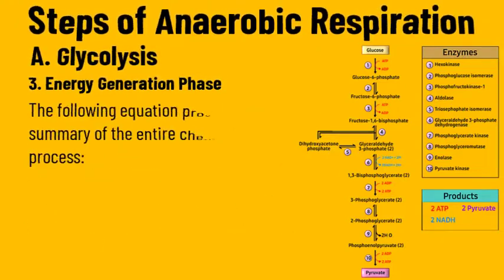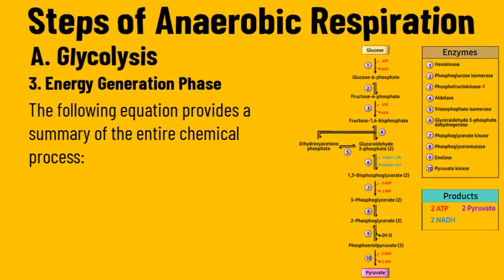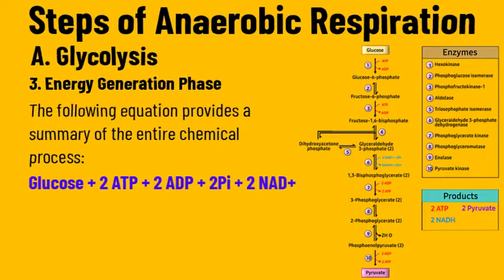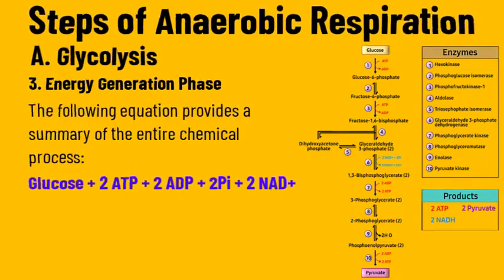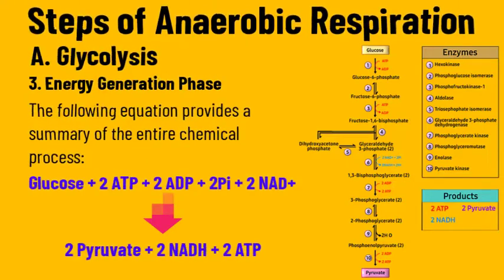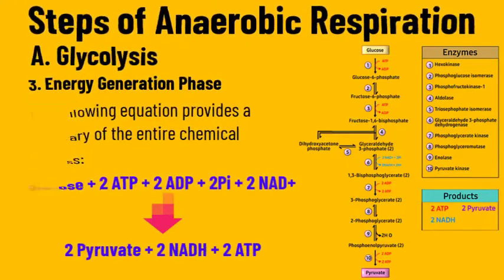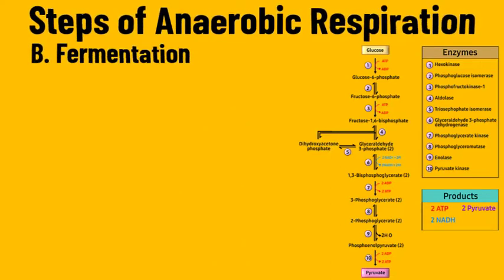The following equation provides a summary of the entire chemical process. Glucose plus 2 ATP plus 2 ADP plus 2 phosphate ions plus 2 NAD plus, which results into 2 pyruvate plus 2 NADH plus 2 ATP. Now let's learn the process of fermentation.